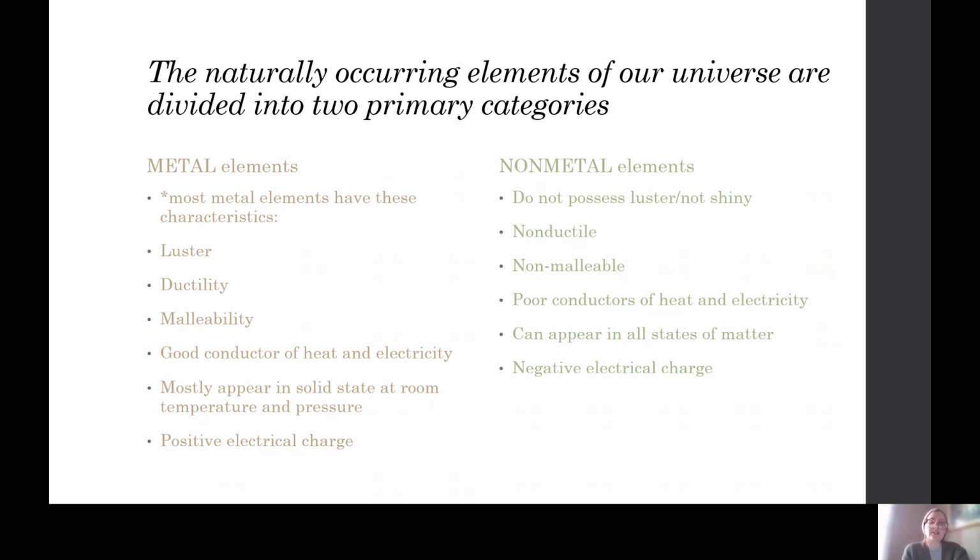Metals are good conductors of heat and electricity, and metal elements mostly appear in solid state at room temperature and pressure. They have a positive electrical charge. Non-metal elements, on the other hand, are not shiny, they do not possess luster, they're non-ductile, non-malleable, and they're poor conductors of heat and electricity. They can appear in all states of matter at room temperature, gas, solid, or liquid, and they are negatively electrically charged.